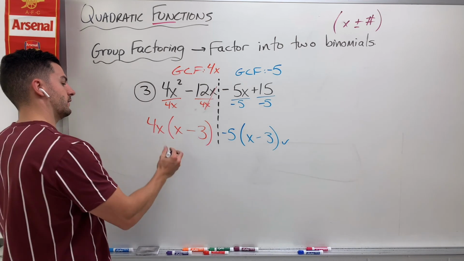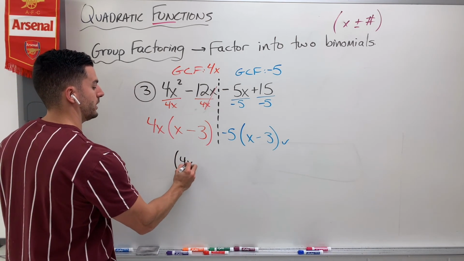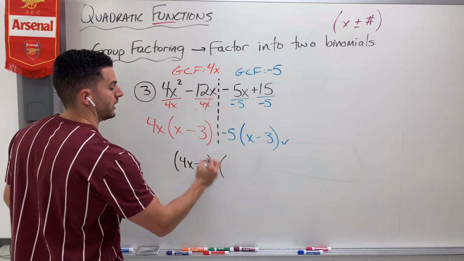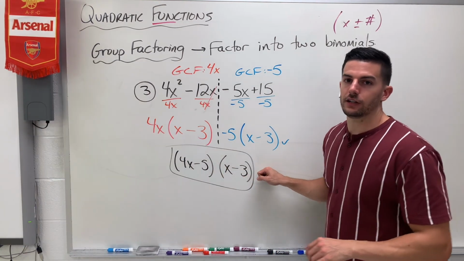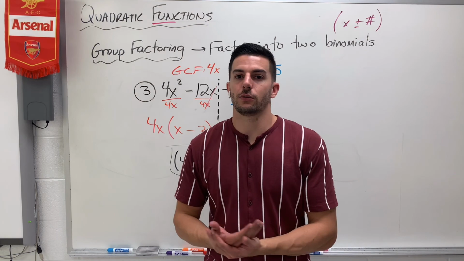So again, that is the outside numbers, 4x minus 5, times the matching groups, x minus 3. So there it is. We are done with group factoring.